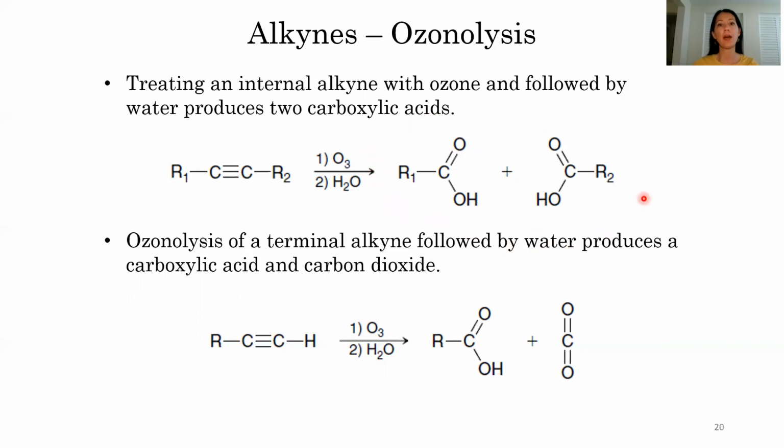So if you recall from the alkenes, you can get aldehydes, or if you use potassium permanganate, you could get the carboxylic acids. But for the alkynes, you're getting the carboxylic acid products. For terminal alkynes, you get the carboxylic acid, and then if there's just one carbon here, that ends up being carbon dioxide, which is evolved as a gas.